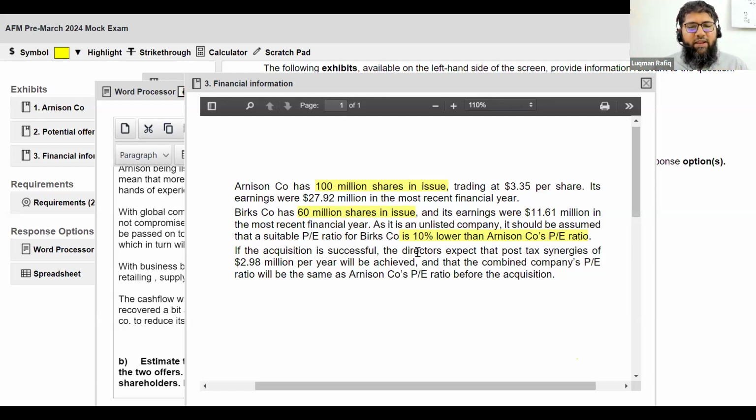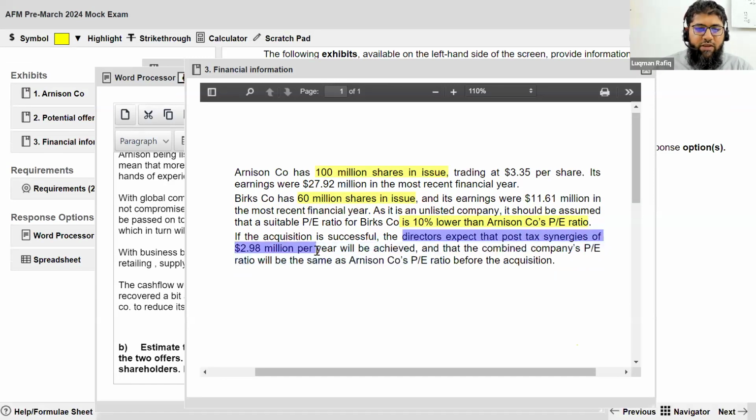If the acquisition is successful, directors expect that post-tax synergies of 2.98 million per year will be achieved and that the combined company's P/E ratio will be the same as Arneson's P/E ratio before acquisition. Now that's very important. Try to understand here. What is going to happen?